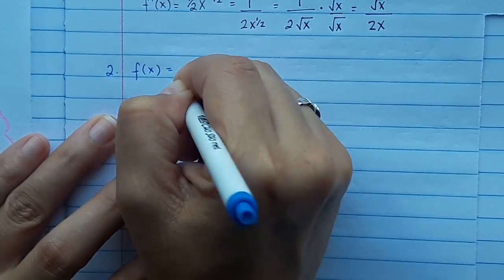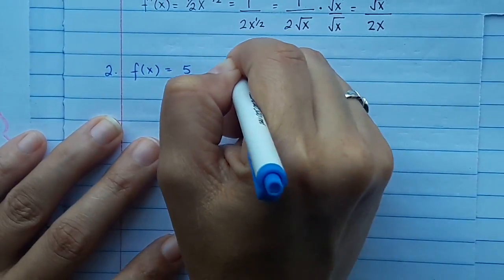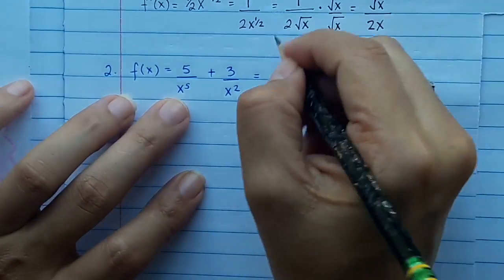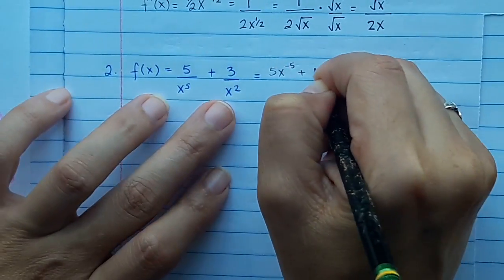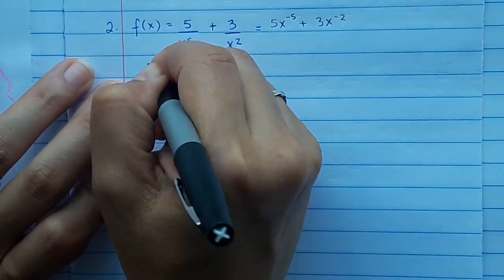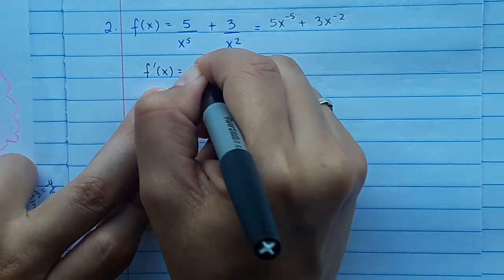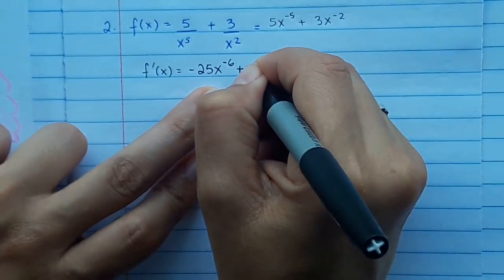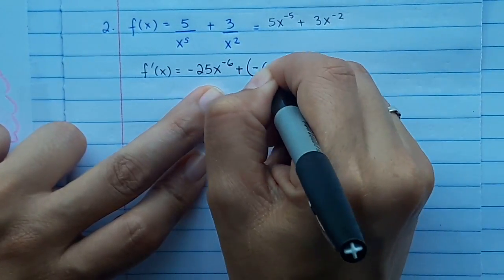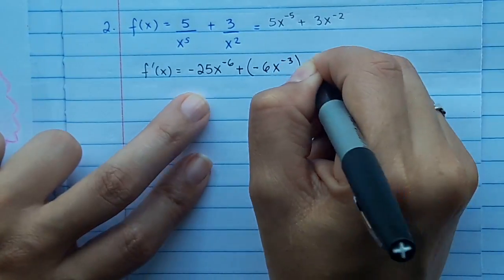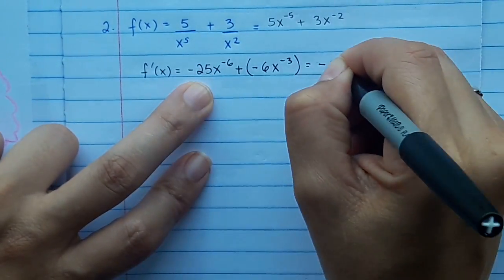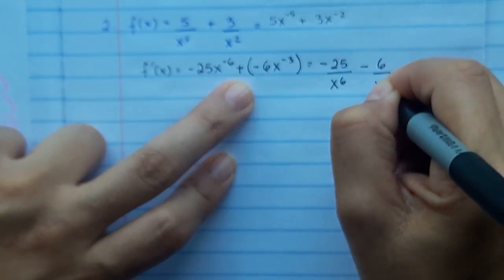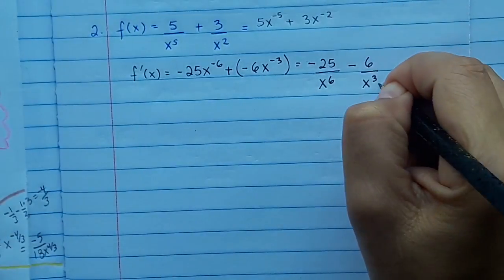Number 2, let's say you had 5 over x to the fifth plus 3 over x squared. First thing you do is rewrite it so that its powers are on the top: 5x to the negative 5 plus 3x to the negative 2. Then bring it down, so negative 5 times 5, subtract 1, negative 2 times 3. I'm going to put in parentheses so I can take another sign, subtract 1. Alright, that simplifies to negative 25 over x to the power of 6, minus 6 over x to the power of 3.